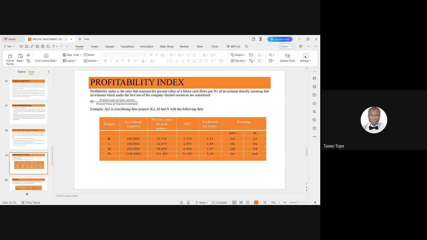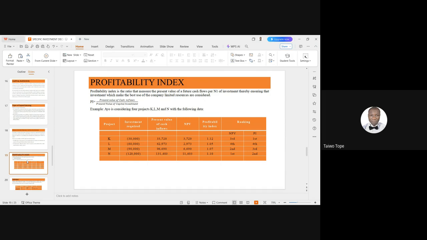So if the NPV is equal to 0, it means that the project breaks even. That is where the profitability index is 1. It means the project breaks even. So if the profitability index is less than 1, that is, the project should be rejected.